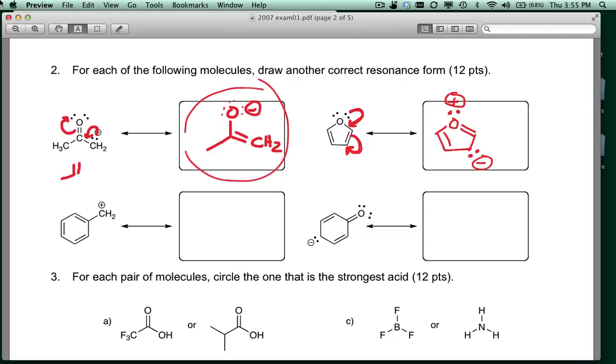By the way, I could take this and draw another resonance form. If I just take this negative charge and form a double bond here and kick these electrons up there onto that carbon, there's a third resonance structure which is available to this molecule.